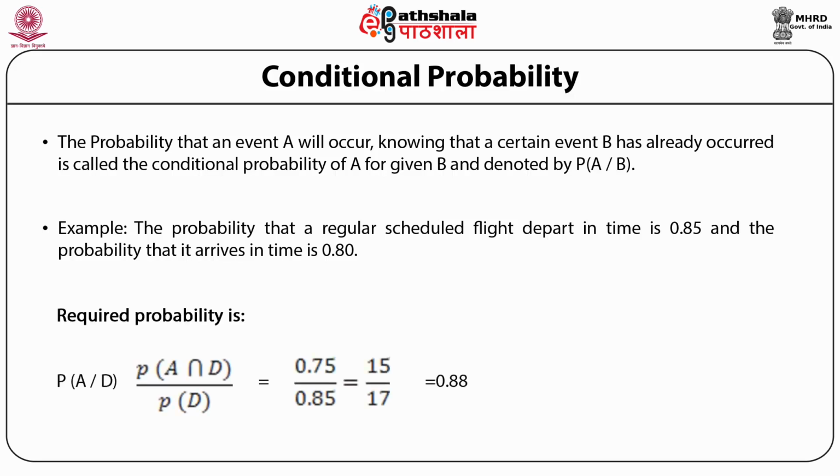The required probability that a plane arrives in time is the probability that it arrives on time given that A departed on time. The probability of A given D is the probability of A intersection D divided by the probability of D. That is a way to solve this question.